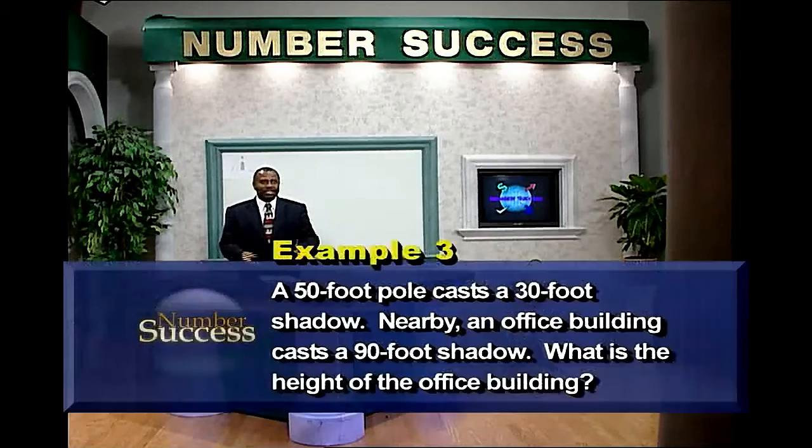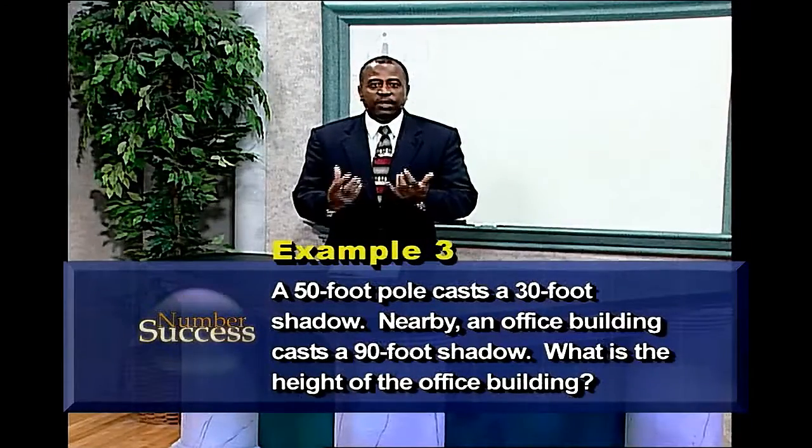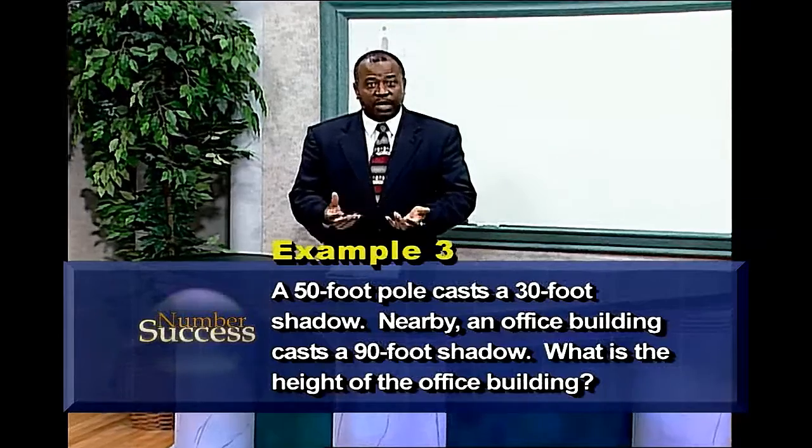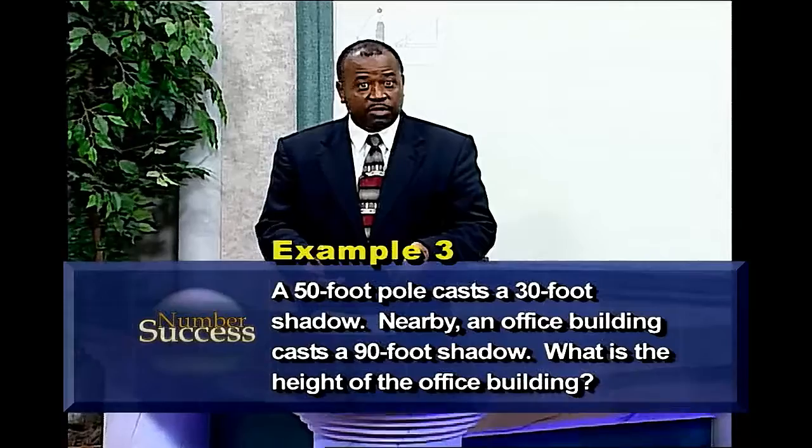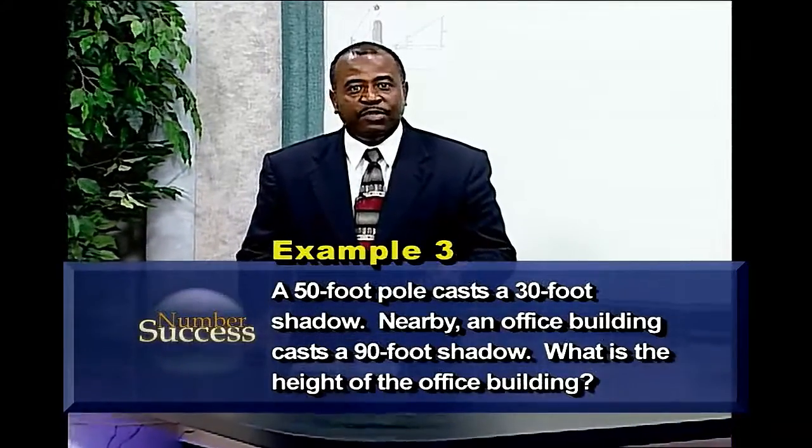Similar triangles. Example 3. A 50-foot pole casts a 30-foot shadow. Nearby, an office building casts a 90-foot shadow. What is the height of the office building?